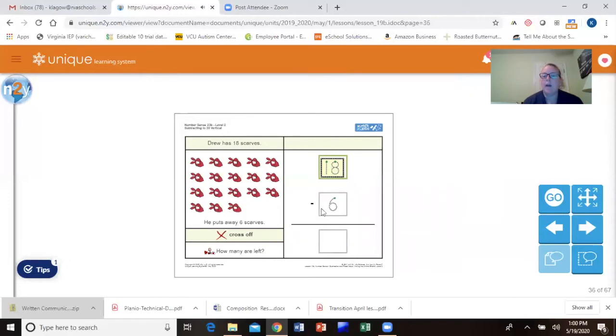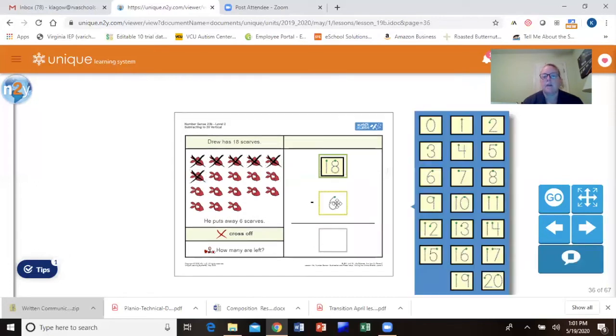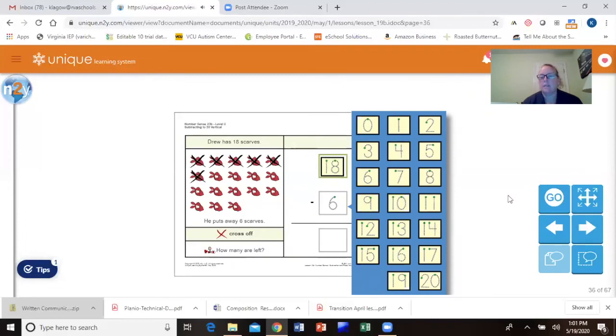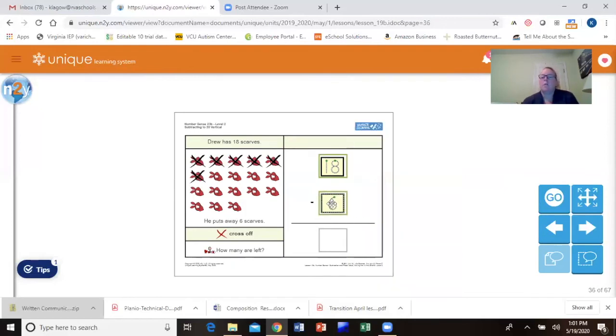18. Take away 6. So we have to cross off 6 because he puts away 6 scarves. Let's put away 6. Ready? 1, 2, 3, 4, 5, 6. Find that number 6. It's in this row. Point to it. Here's that number 6.